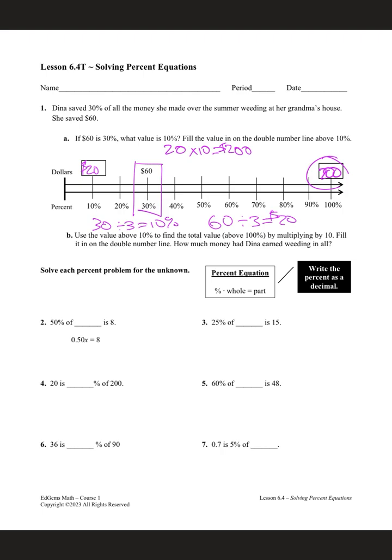On part B, it says use the value above 10% to find the total value above 100% by multiplying by 10. Fill it in on the double number line. How much money did Dina make weeding in all? $200.